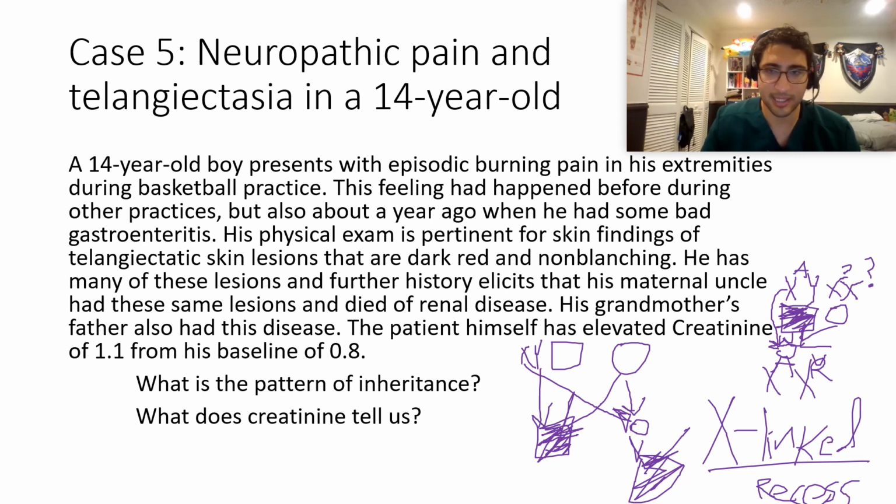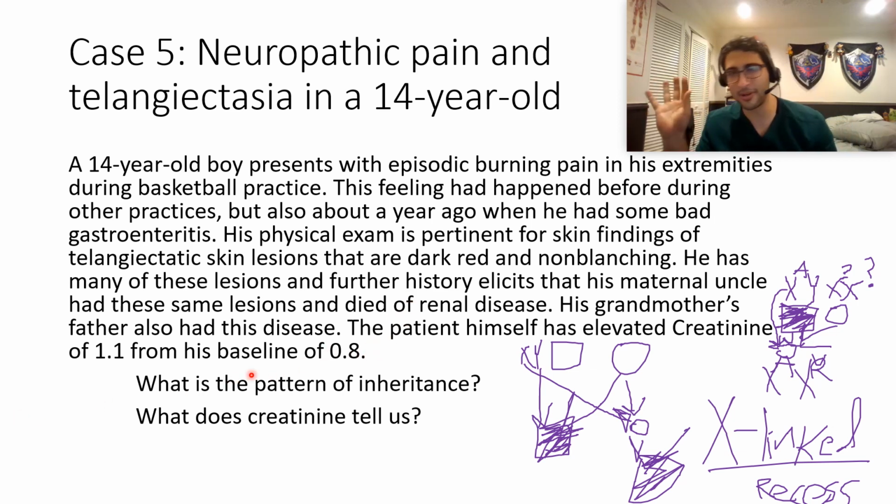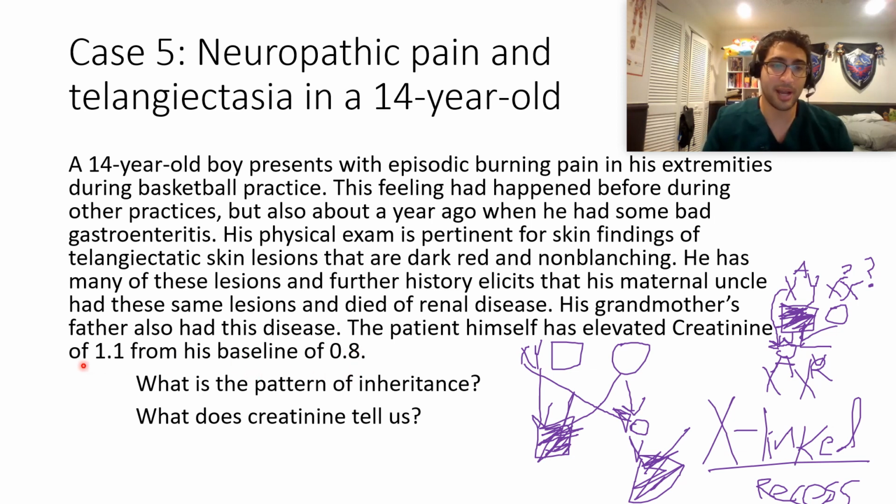All right, and what does creatinine tell us? You won't know this, so I'm just going to tell you what creatinine tells us. This gives us a marker of kidney function. All right, so the fact that the maternal uncle died of renal disease, and this patient himself has elevated creatinine. The criteria for an acute kidney injury is 0.3 more than baseline, and there are a couple other criteria, but one of them is being 0.3 higher from baseline. So this person has stage 1 acute kidney injury. All right, so something happened. It's happening to his kidneys. It's happening to his extremities.